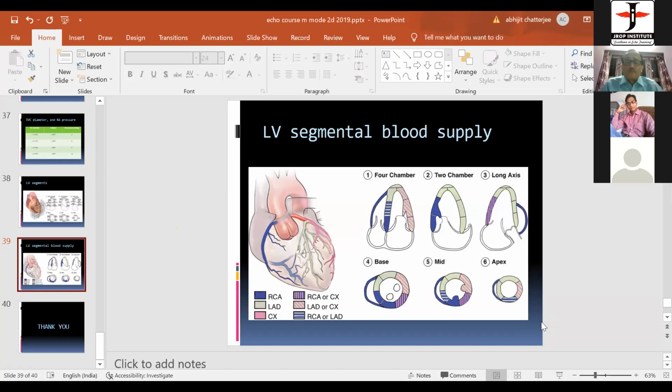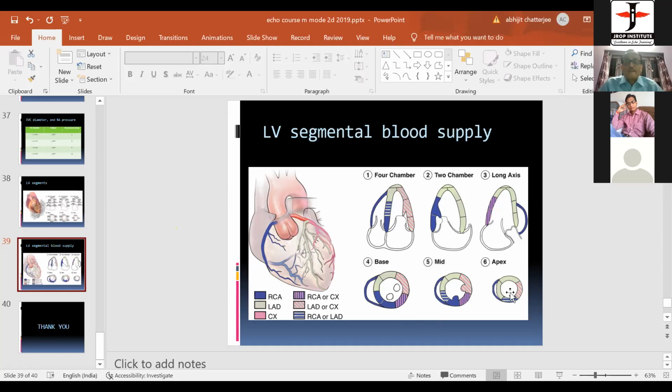He's asking how can you differentiate proximal LAD lesion, mid LAD lesion, and distal LAD lesion? Okay, see, if there is a distal LAD lesion, only the apex is affected. See, these parts won't be affected. So this will be normal, this will be normal. Only this is showing akinesia. Again, if the mid LAD is affected, then only the mid and apex will be affected. And if the proximal LAD is affected, then base, mid, and apex are all affected. Am I clear to you?